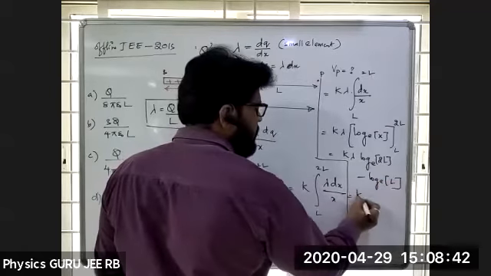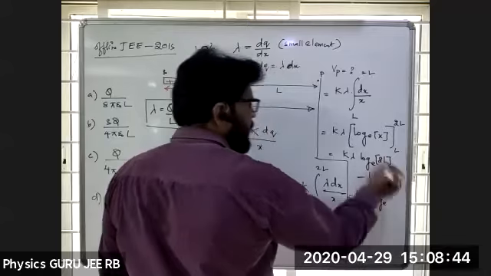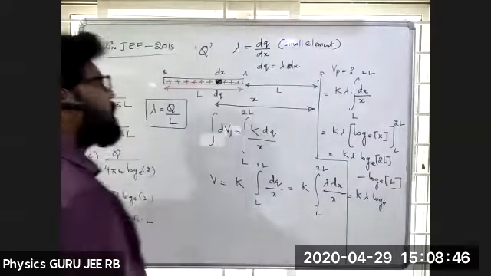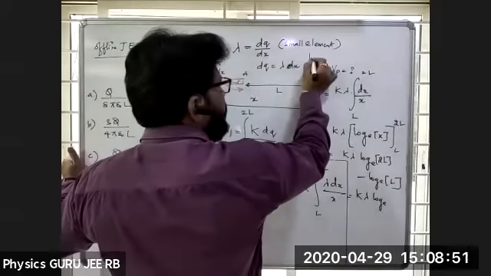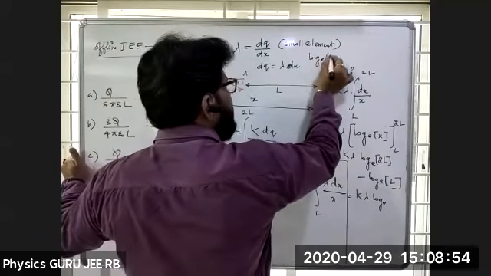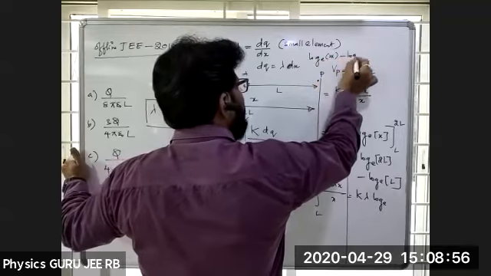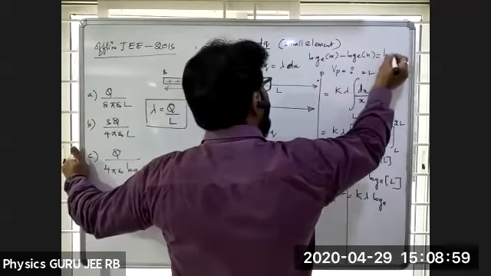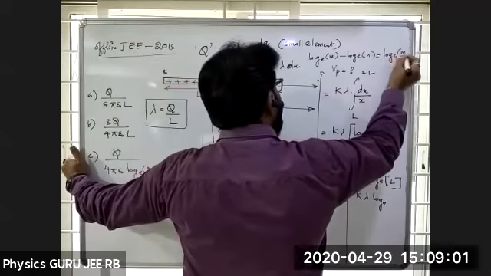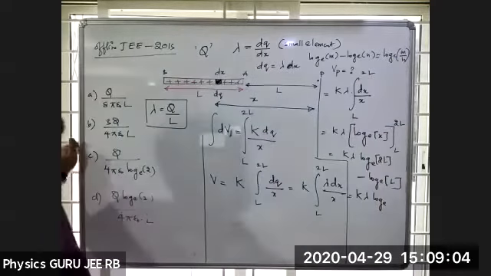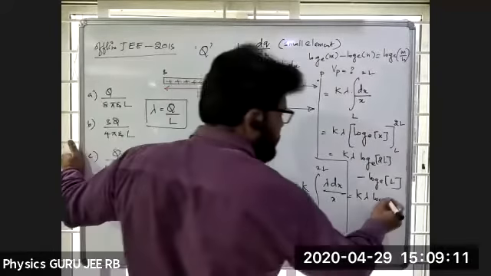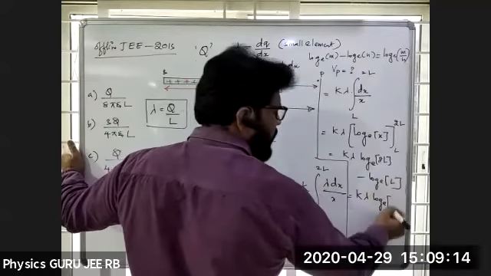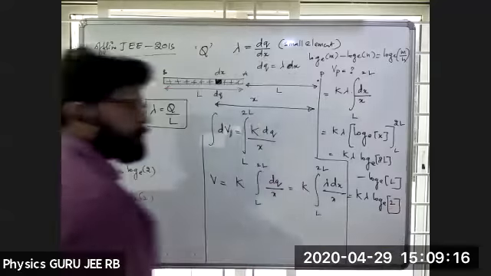Or we can write k lambda into log m minus log n. Log of base e m minus log of base e n can be written as log of base e of m by n. So here we can write m by n, which means 2L by L, which is nothing but 2.